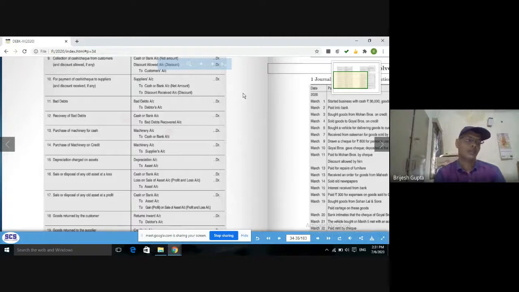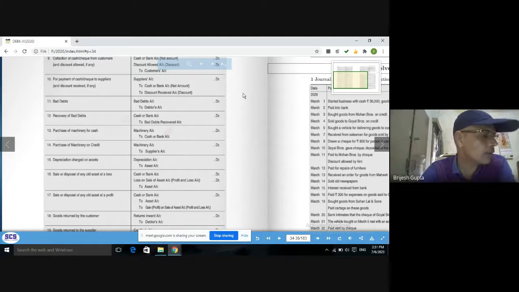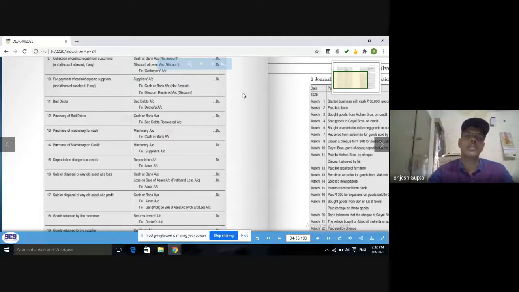Sir, furniture is also an asset now. Yes, so we have to write the name, dear. We have to write the name of the asset. Whichever furniture is purchased, furniture account debit. If a building is purchased, building account debit. So we have to write the name of that asset.